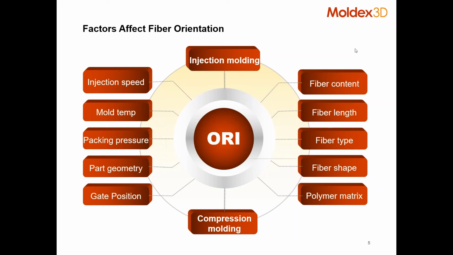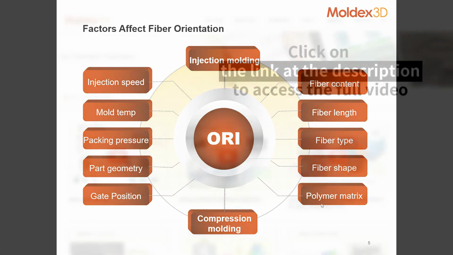And we also have the characteristics of the fiber itself. So we have the fiber content, how much fiber is actually in the part, the length of the fiber, what kind of fiber we have, whether it be like a carbon, there's a bunch of different types in there. The shape of the fiber, so how it's actually oriented inside the cavity, and then the polymer matrix, so the overall structure of the polymer fabric.